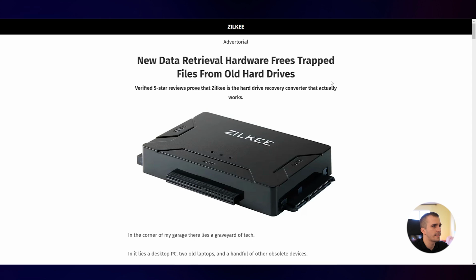So yeah. And the last thing for the above the fold, I think what could also help you, because I saw that your blog post basically is 5 reasons why Zilkeep is the new data retrieval hardware.